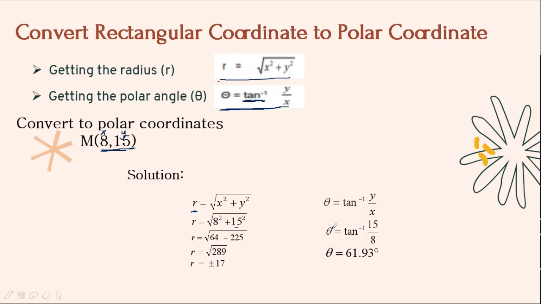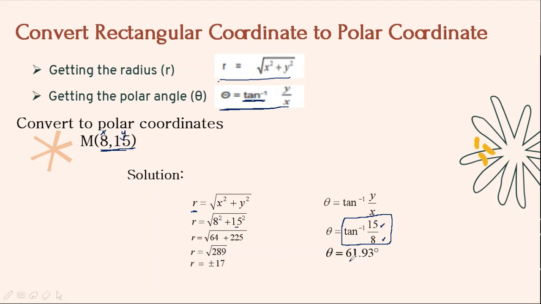In finding the theta, or the polar angle, we have again the inverse tangent of y over x. Again, we will just substitute the y. So y is 15. So we have here 15 over 8, which is our x. Then using your calculator, put in the inverse tangent, or click the tan raised to negative 1, then open parenthesis 15 over 8, then close parenthesis.